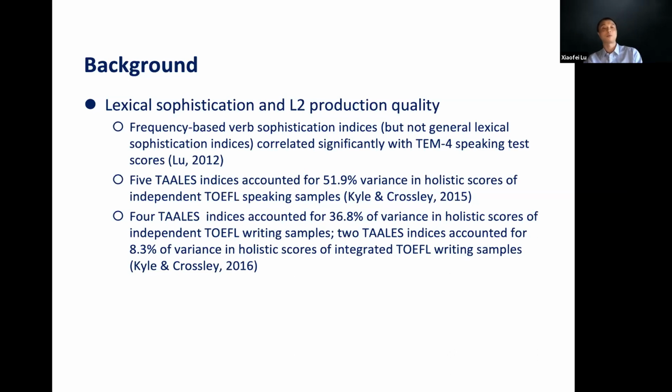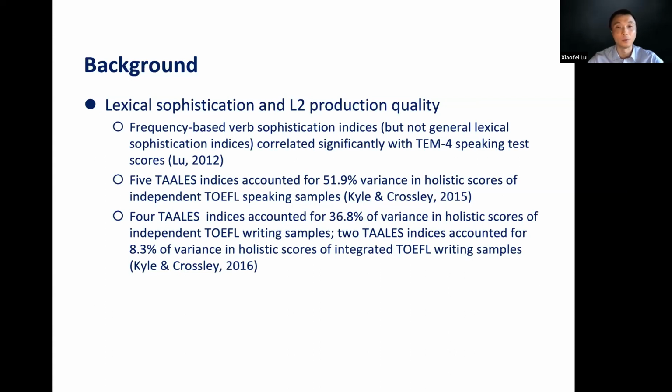And then in terms of writing, they reported that 4 indices accounted for 36.8% of variance in the scores of independent TOEFL writing samples, and 2 indices accounted for 8.3% of variance in holistic scores of integrated TOEFL writing samples. So we can see that there were various degrees of predictive power reported for these kinds of indices for different types of writing as well.